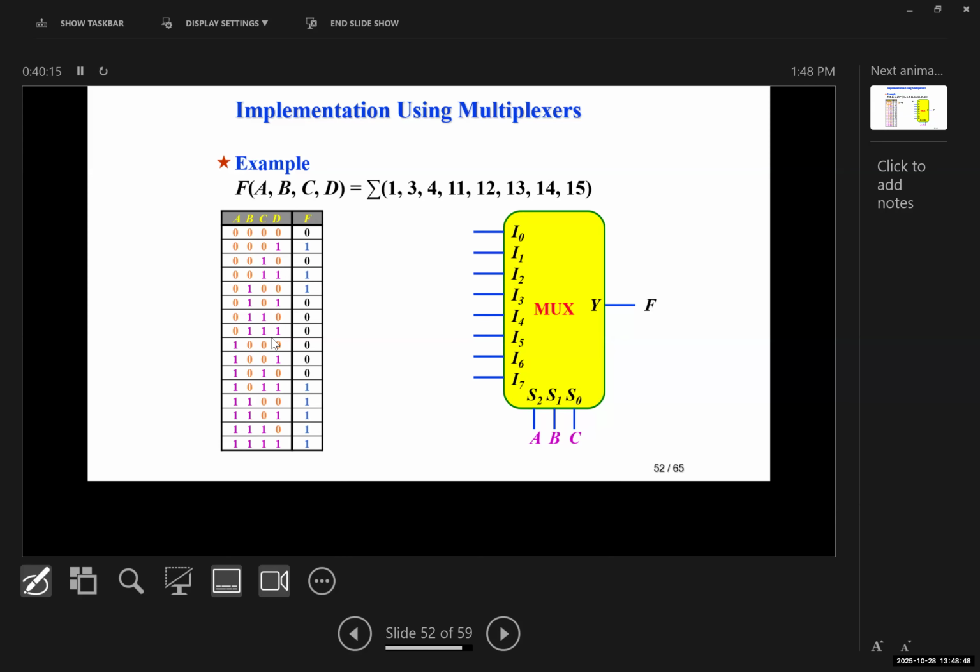So here you have 3 selects, but you have 4 variables, and you have to reduce that 4 to 3. It's going to be exactly the same as the previous one.